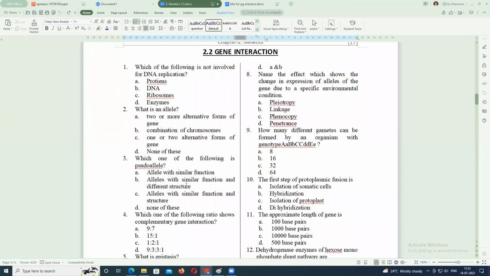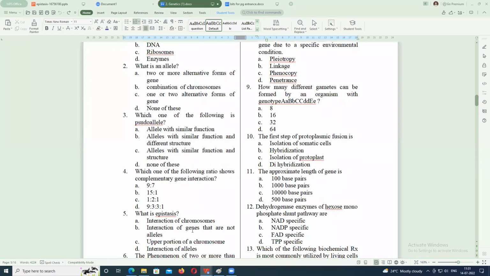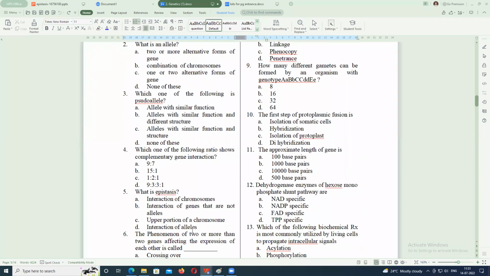B. Allele with the similar function and different structure, ma'am. Which one of the following ratios shows complementary gene action? We have done this, right? 9:7, ma'am. Very nice. A, ma'am. I'm so happy. Next, what is epistasis?